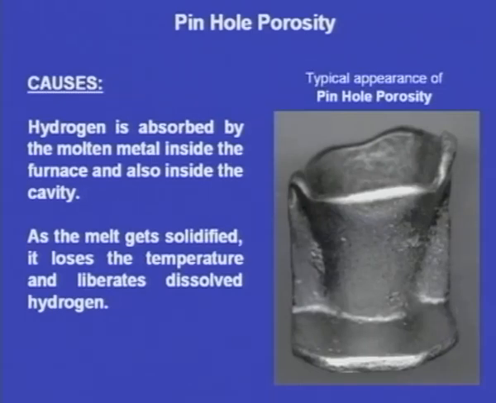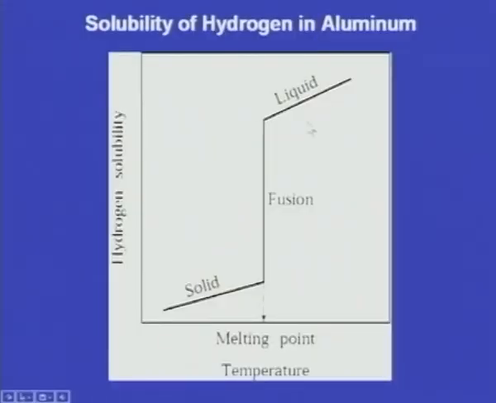Again, when we pour the molten metal into the cavity, there is moisture, that is the water, H2O. This will be dissociating into hydrogen and oxygen, and this hydrogen is absorbed by the molten metal, and this absorbed hydrogen will be inside the molten metal and it will be going inside the cavity. And let us see the solubility of hydrogen in aluminum. At the liquid state it is very high, and at solid state the solubility is drastically coming down.